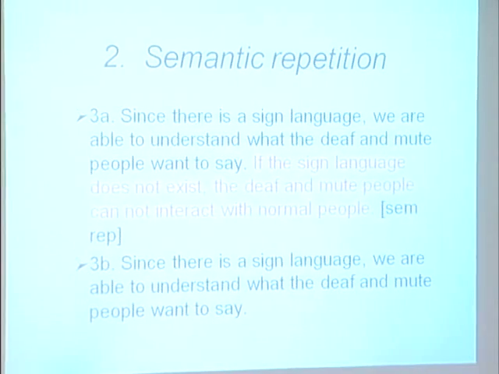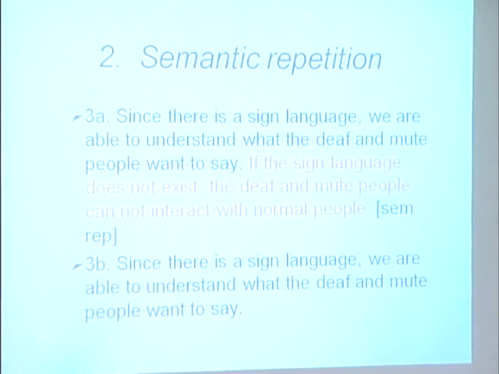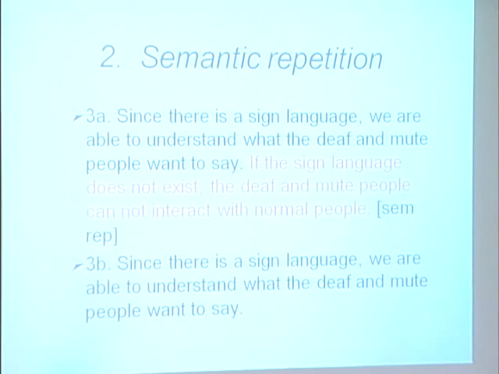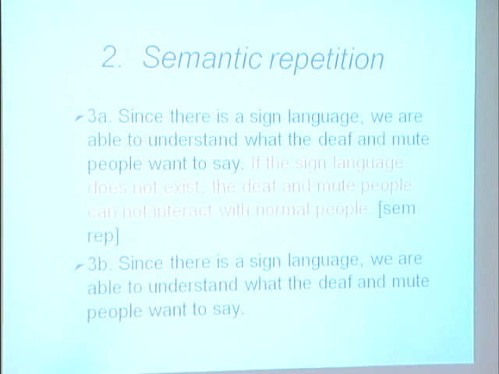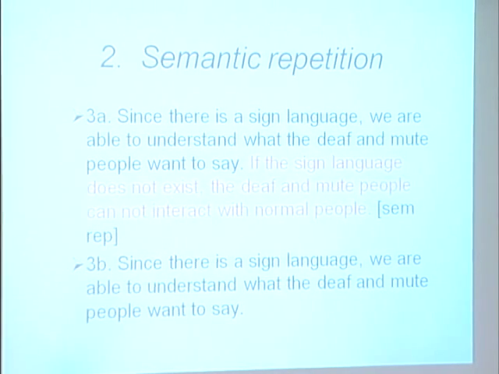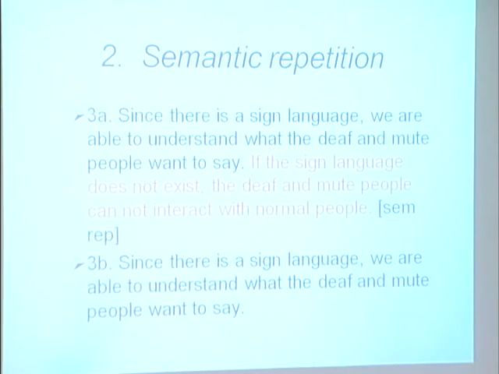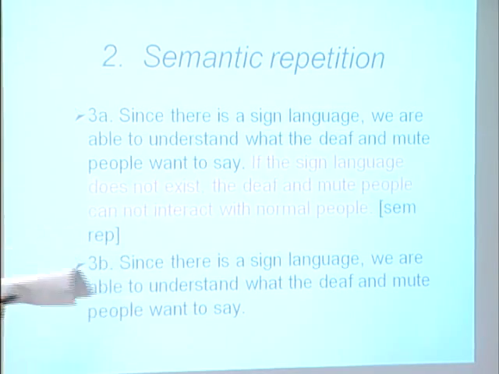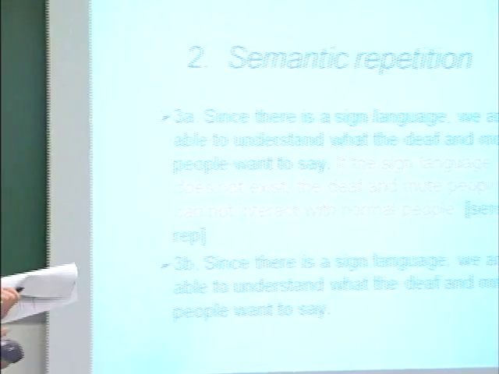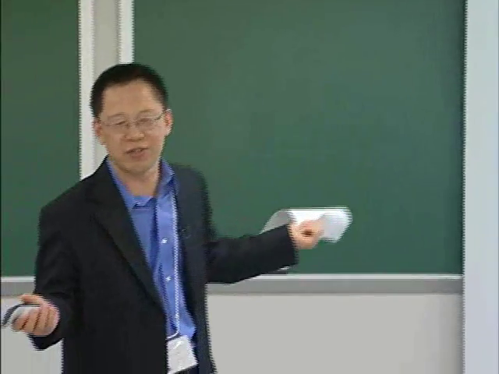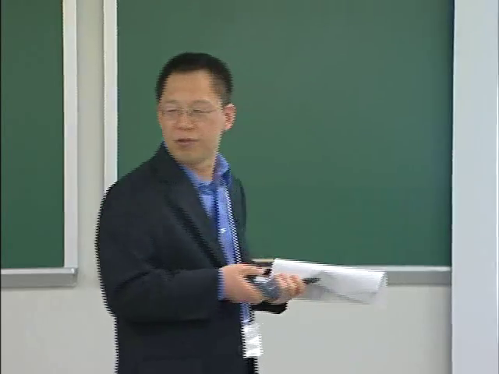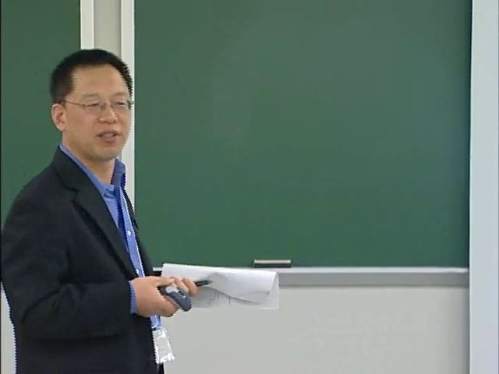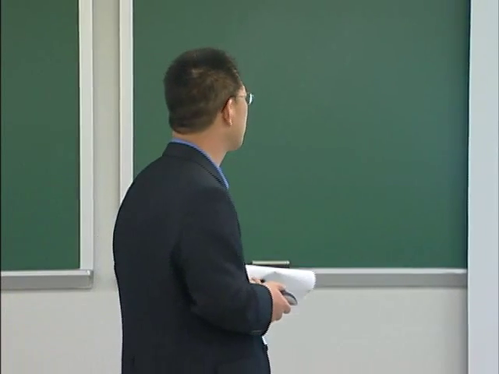Repeating the meaning using different words, semantic repetition. Now here's an example. Since there is a sign language, we are able to understand what the deaf and the mute people want to say. If the sign language does not exist, the deaf and the mute people cannot interact with normal people. It's the same idea said twice, using different words. It's not necessary for academic writing. So how to fix it? Simply delete the second part. It's repetition. Okay. It's not necessary.